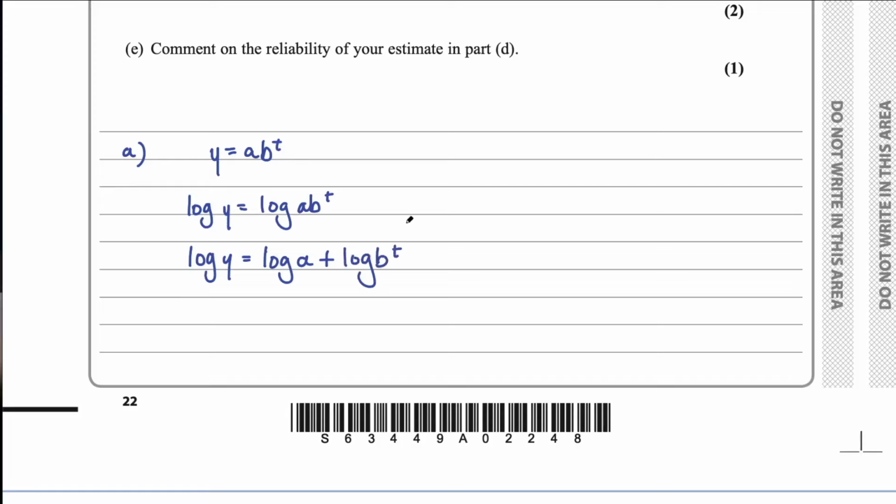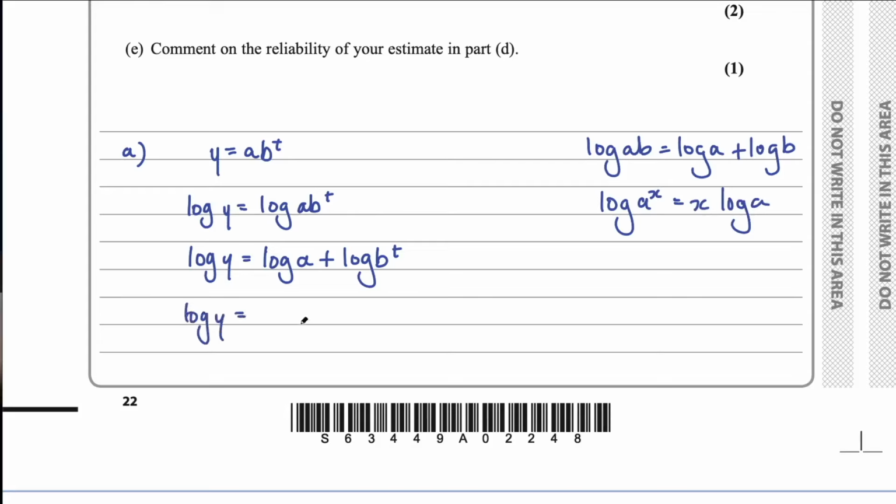And then we can use another log law to say log b to the power t equals t log b. So the two log laws I've used there are log ab equals log a plus log b, and log of a to the power x is equal to x log a. So we'll finish off with log y equals t log b plus log a.